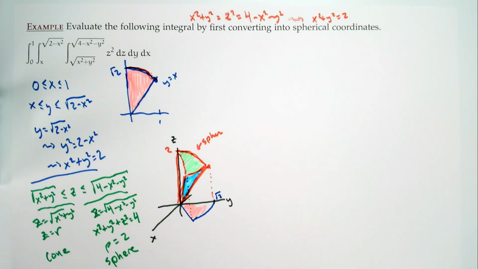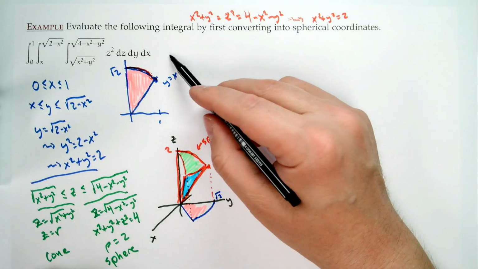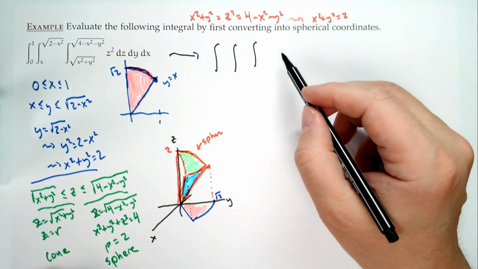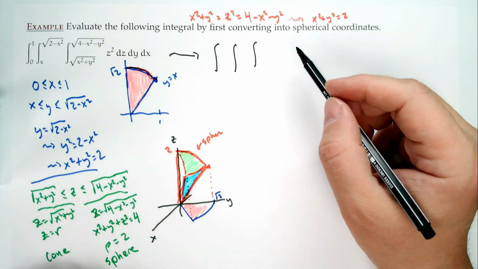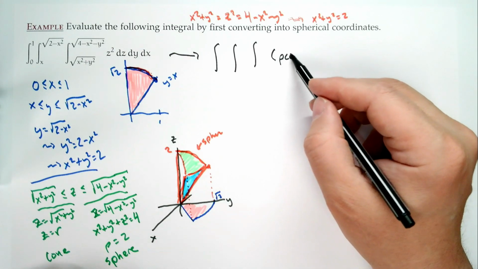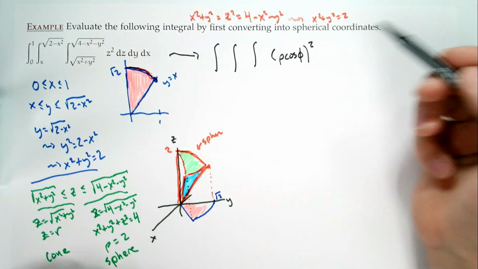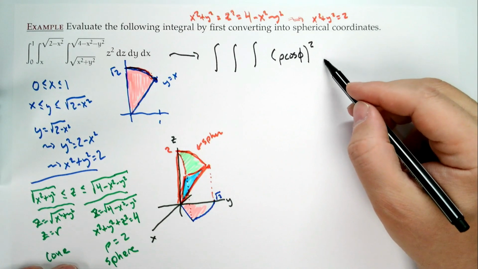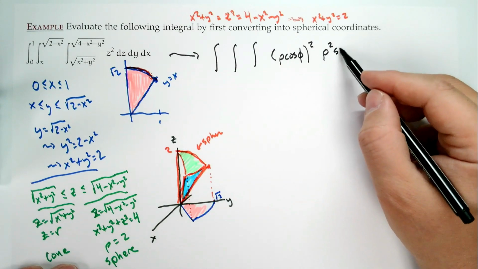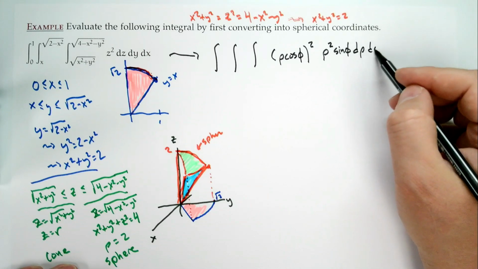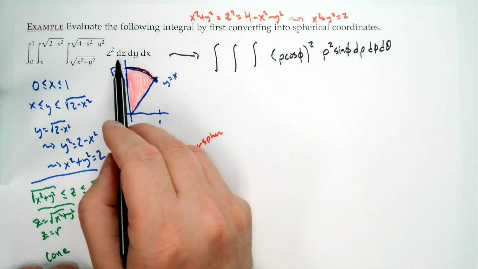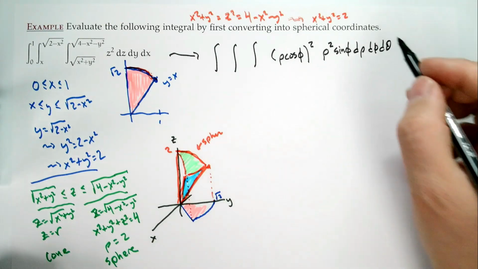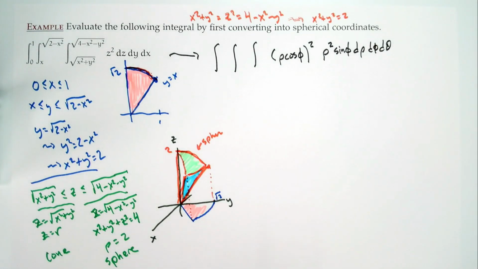Okay, let's work on setting up our integral. So the integral will be the integral of z squared. Well, we've talked about z. Z becomes rho cosine phi squared. dz dy dx is dv. So that's going to become our rho sine of phi d rho d phi d theta. So this is dz dy dx becomes rho squared sine phi d rho d phi d theta. Good, good. All right. Now, time to start thinking.